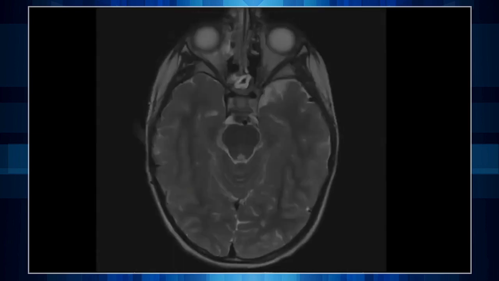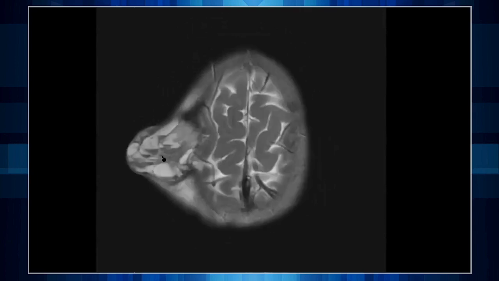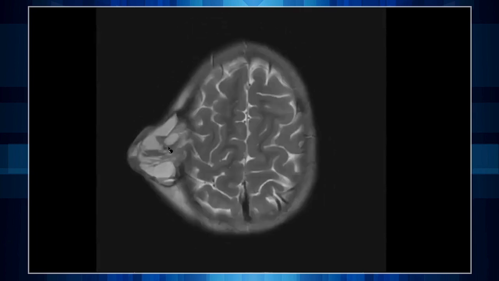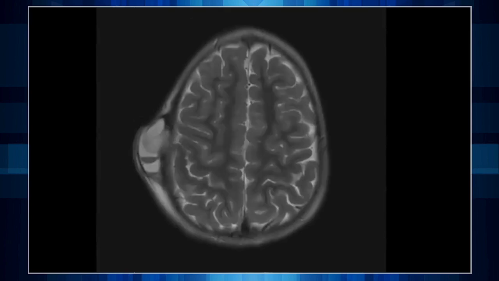Another sequence that's helpful in this case is the axial T2 sequence. Again, you can see the fluid levels. It's a very heterogeneous mass. There's extension into the calvarium. And it looks like there's involvement of the brain parenchyma.